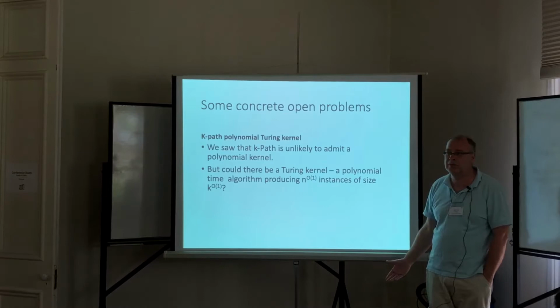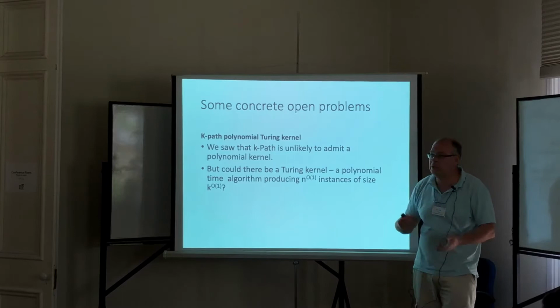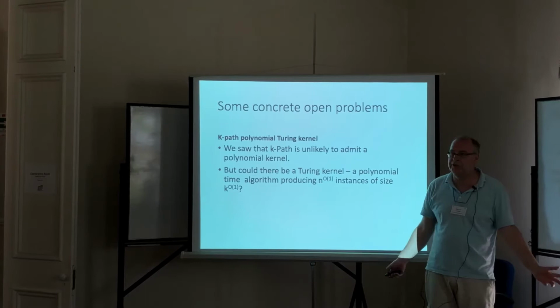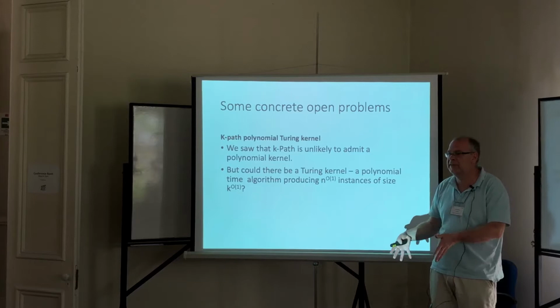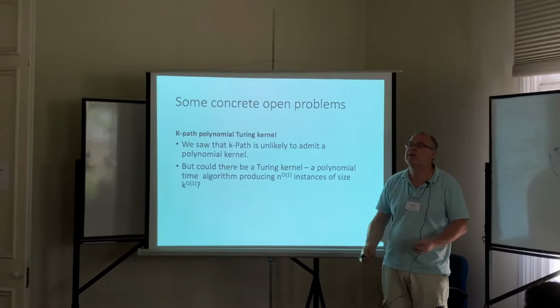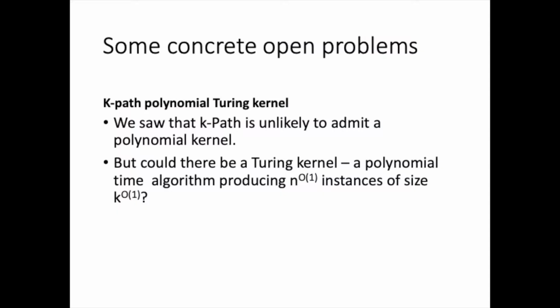And if you are more into theory building than problem solving, there is not much known about the theory of Turing kernelization. What will be the hard problems there? What will be completeness there? How to prove that a problem doesn't admit a polynomial Turing kernel? Nothing of this type is known. So it's basically a completely open area.